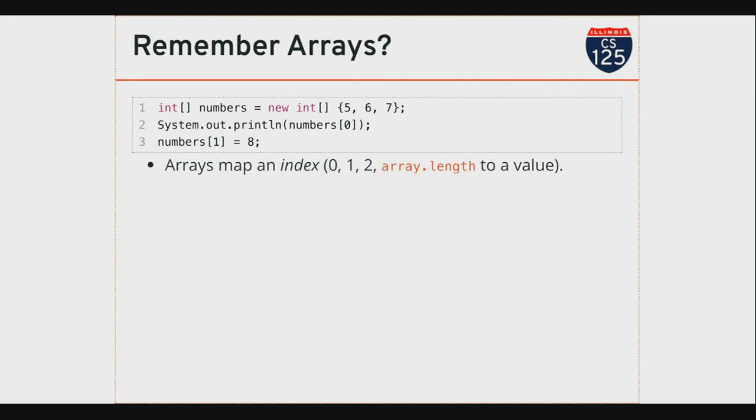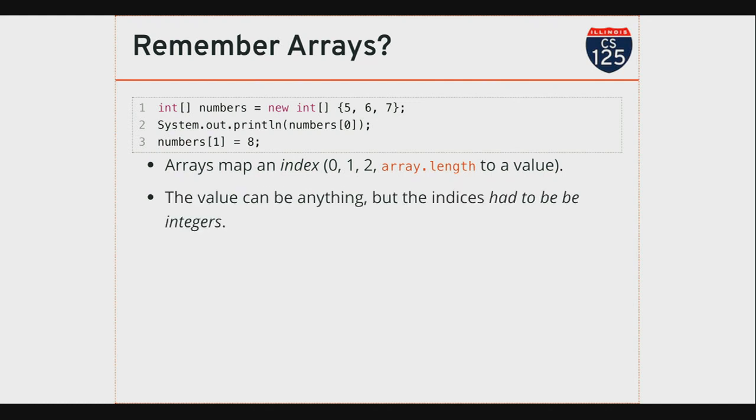So arrays are mapping an index to a value, okay? The values I put in my arrays can be anything. We've worked with lists of numbers, lists of strings, you can work with lists of objects or whatever. I can put anything into a list or an array. But my indices had to be integers. So every index in my array had to be an integer. There was no way to use a string as an index.